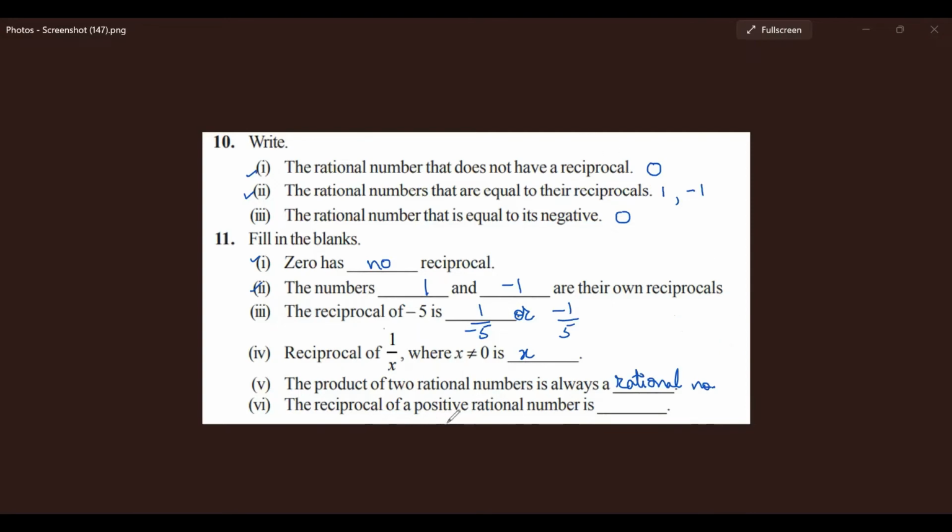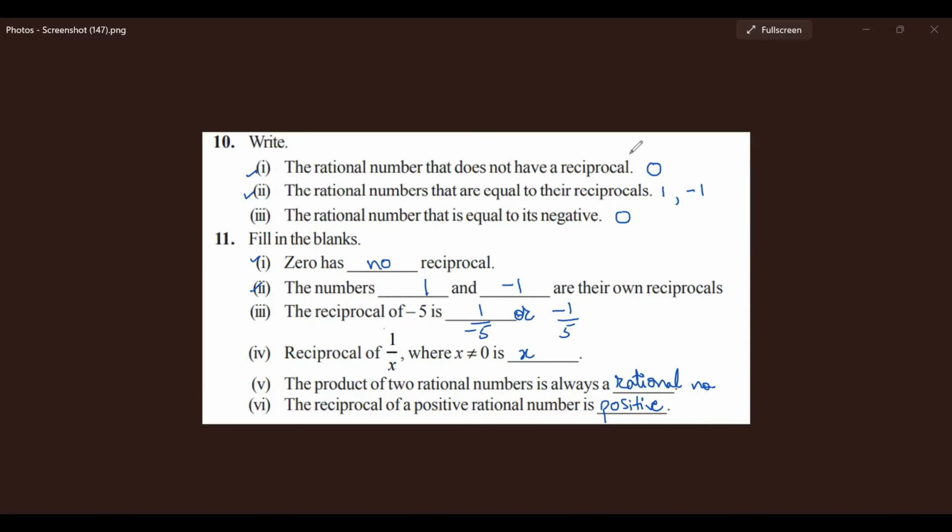The reciprocal of a positive rational number would be positive only. Why? Because we have to take the reciprocal. Suppose 2 is positive, then what will the reciprocal of 2 be? 1/2. So it did not become negative, it is positive. So the reciprocal of a positive rational number is positive, and the reciprocal of a negative rational number is negative, like this. So this is about exercise 1.1.